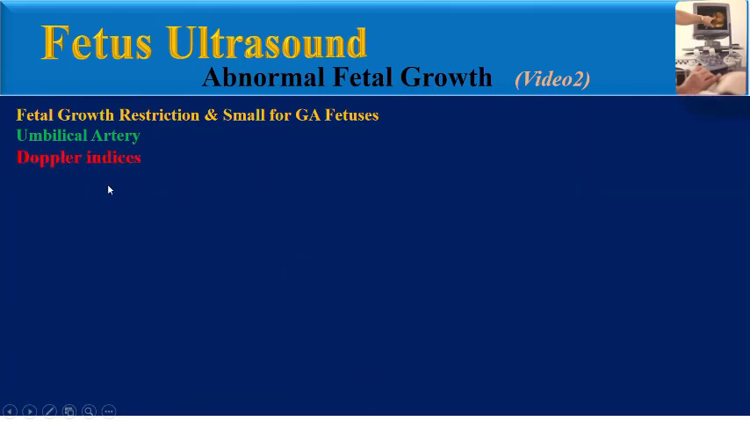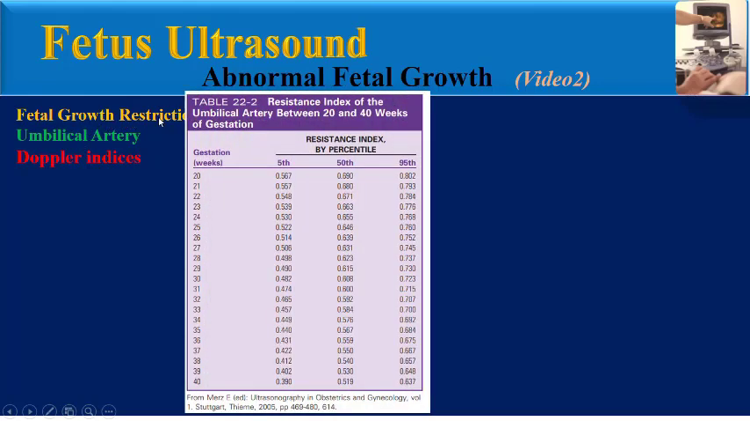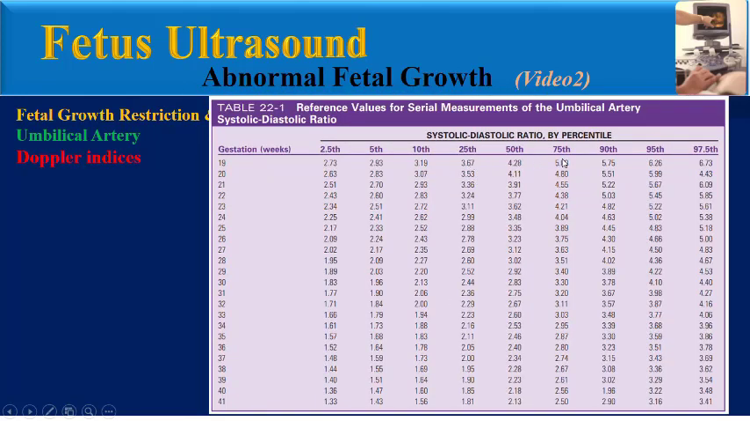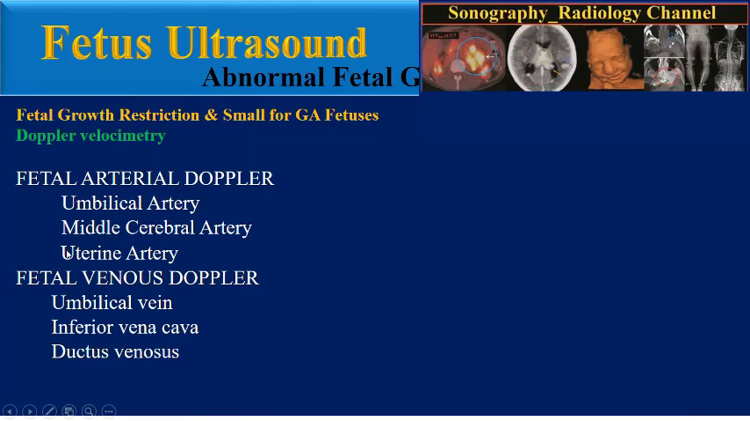Umbilical artery Doppler indices that are important for fetal growth restriction and SGA diagnosis include resistance index, pulsatility index, and systolic-diastolic ratio. The second arterial Doppler is middle cerebral artery.